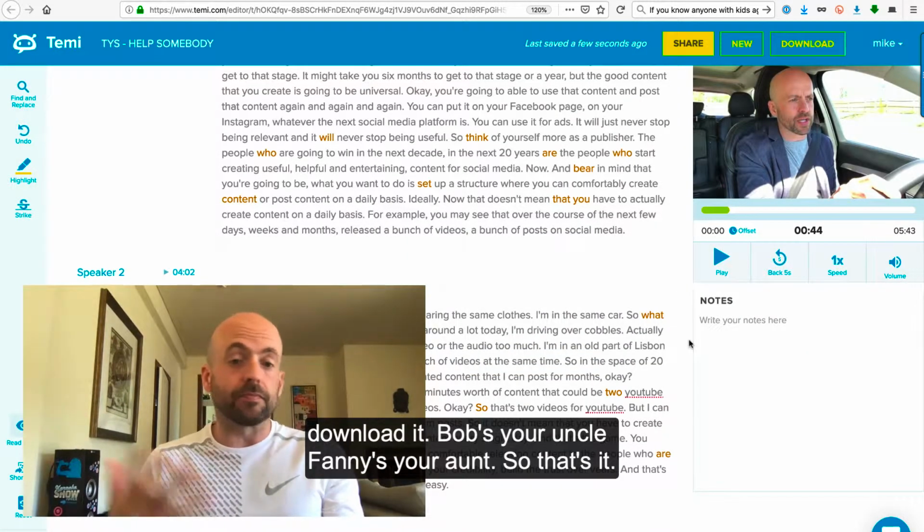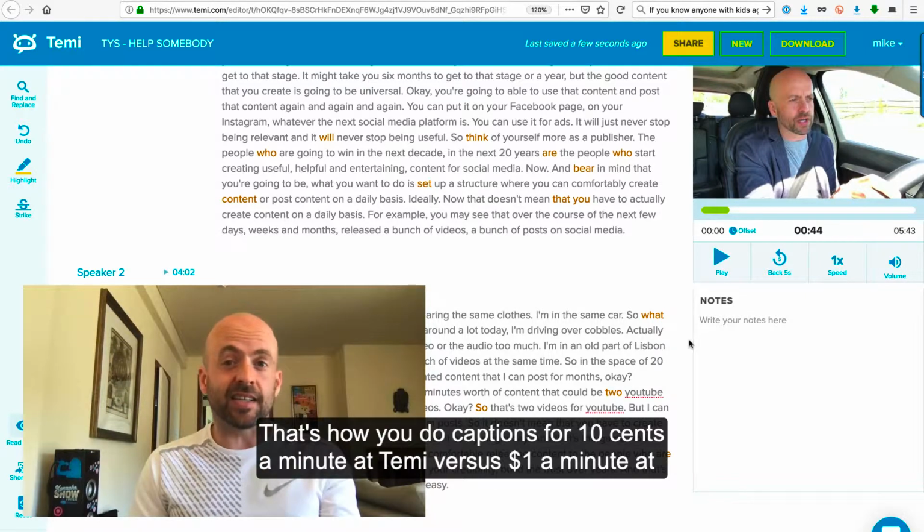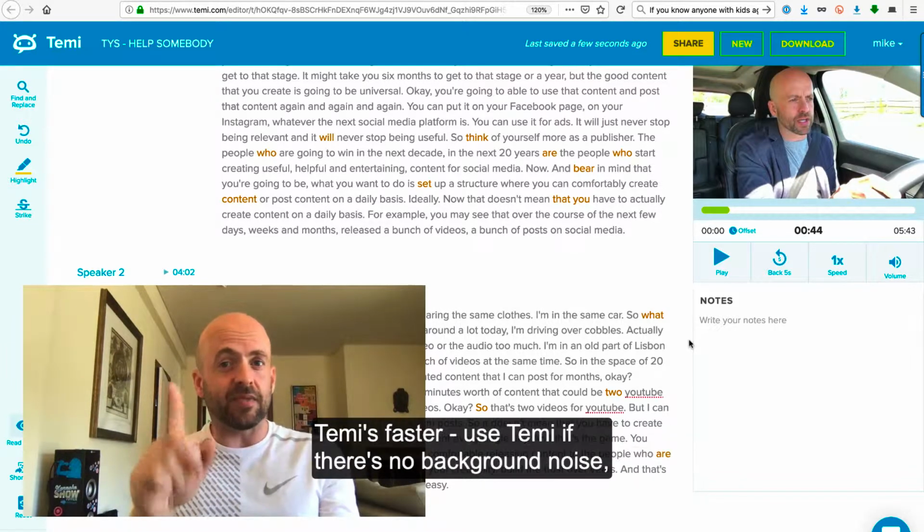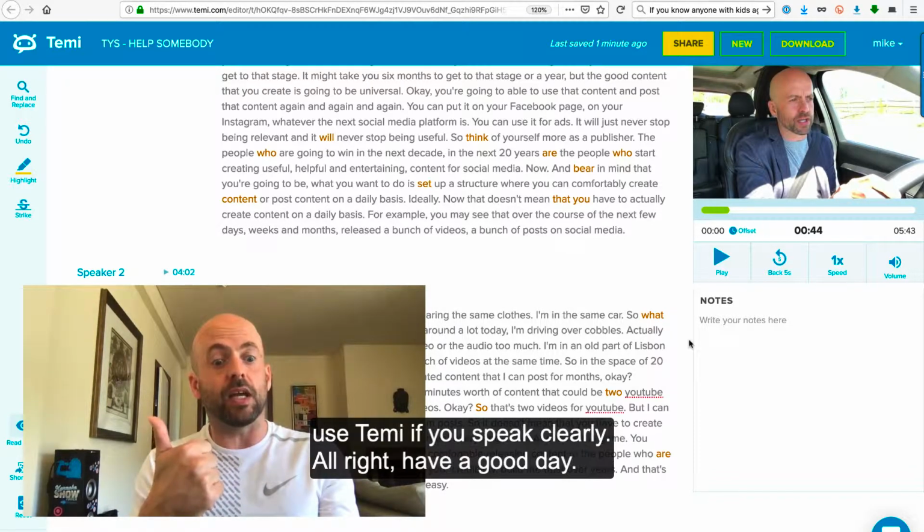So that's it. That's how you do captions for 10 cents a minute at Temi versus $1 a minute at Rev. Both are cheap. Temi's cheaper, Temi's faster. Use Temi if there's no background noise. Use Temi if you speak clearly.